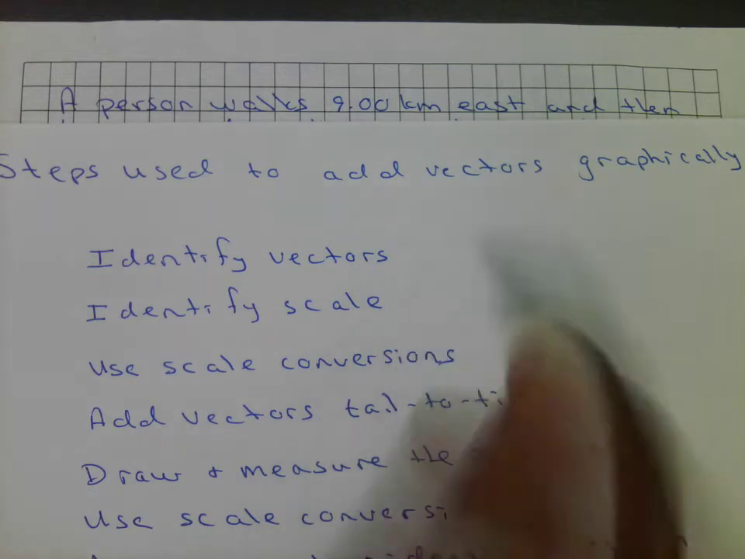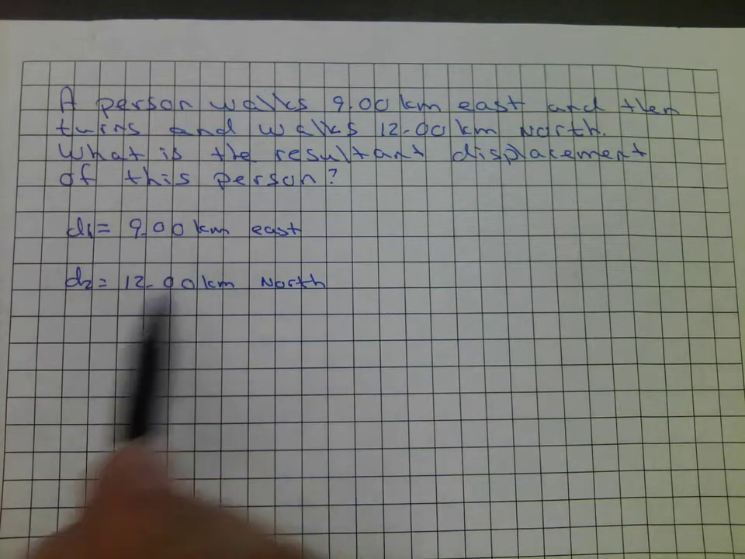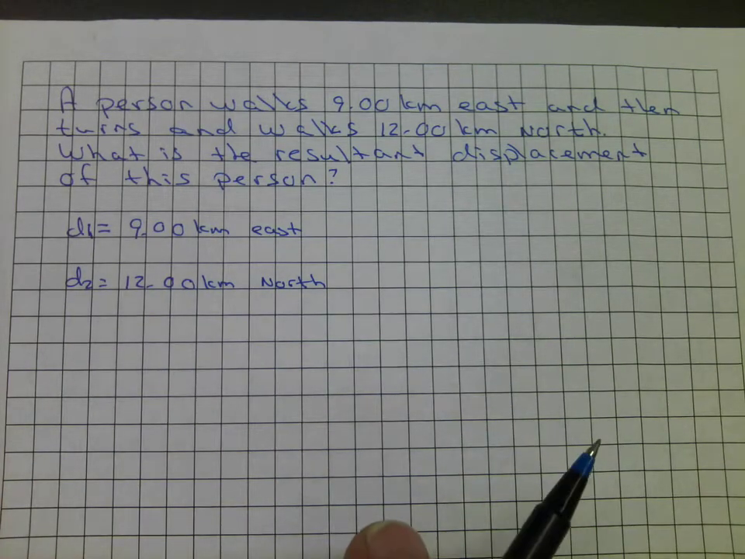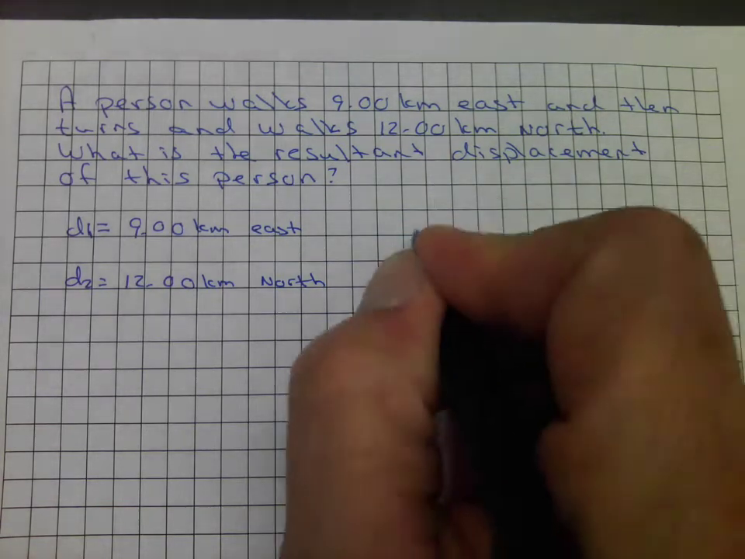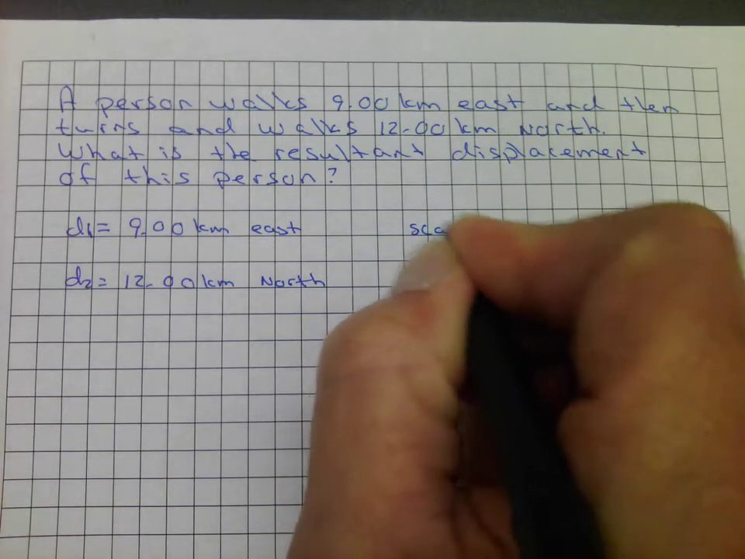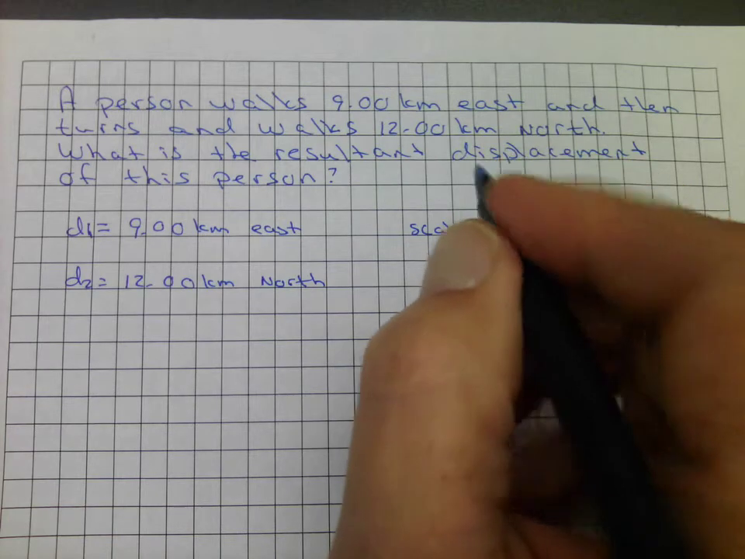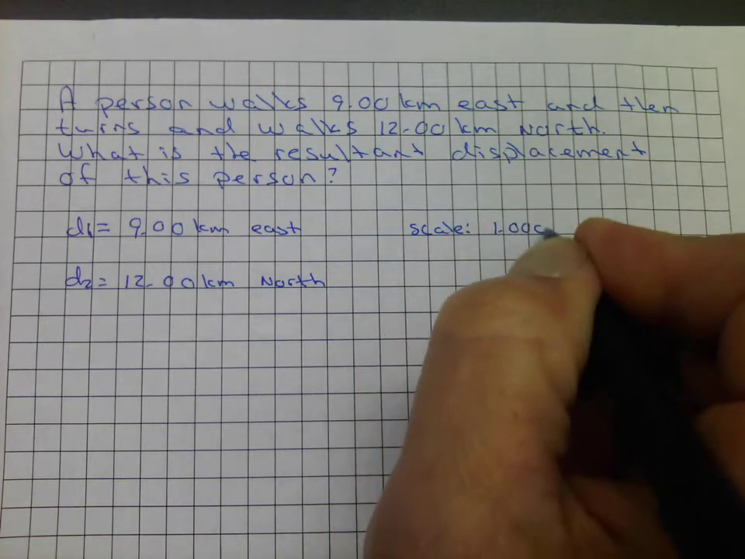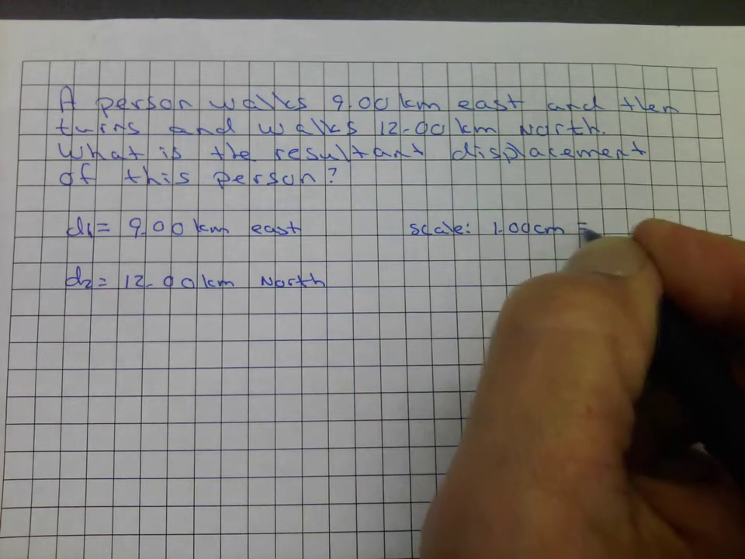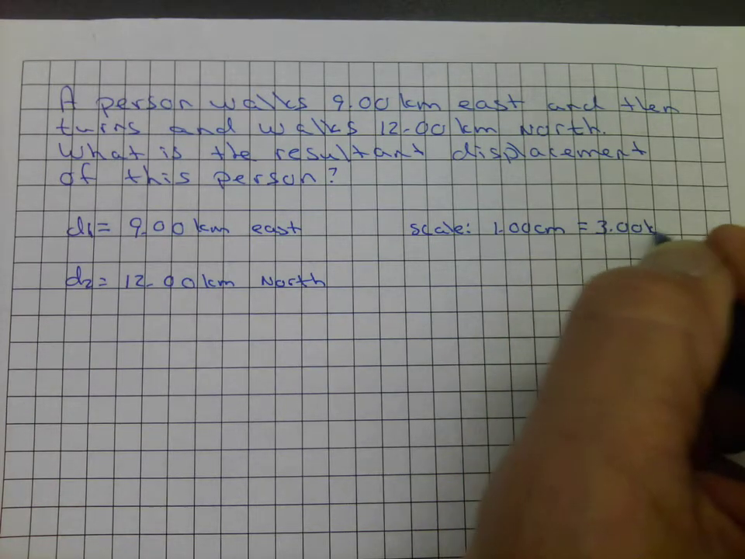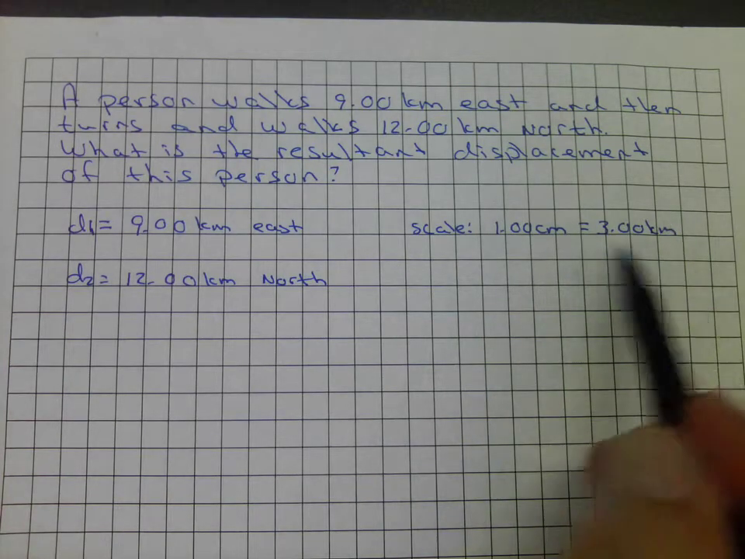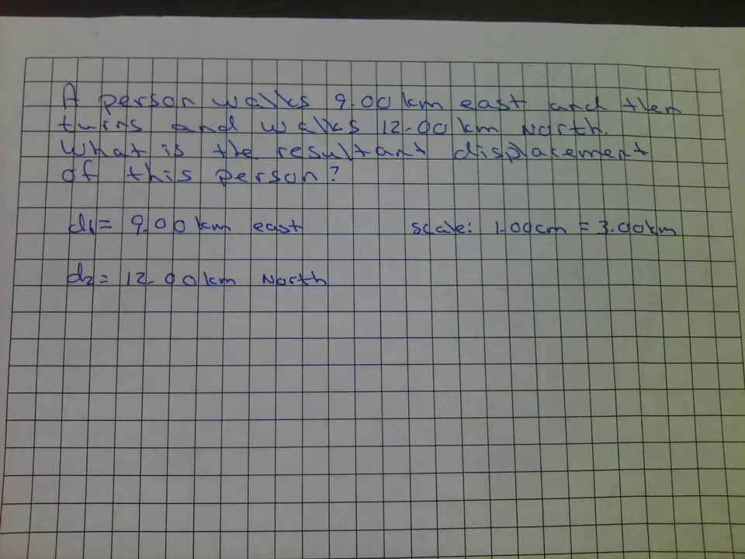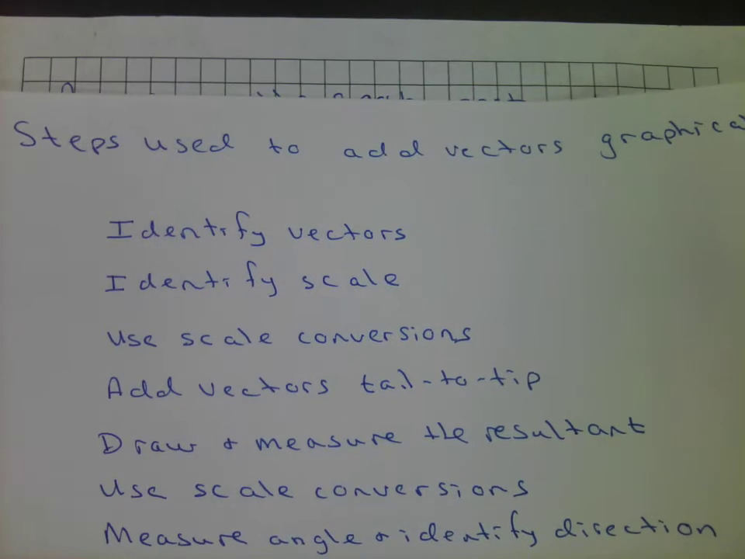Now we need to identify the scale, because these distances, kilometers, cannot fit on this piece of graph paper. So we need to scale them down so they'll fit on this piece of graph paper even when we add them. We need to make sure the scale is clearly identified. The scale is going to be 1.00 centimeters is equivalent to 3.00 kilometers in reality. So this is our scale distance on paper, and this is our actual distance in reality. So now we've identified the scale.